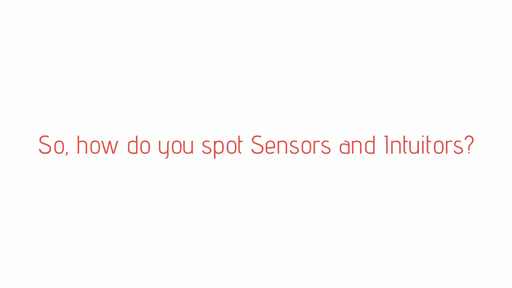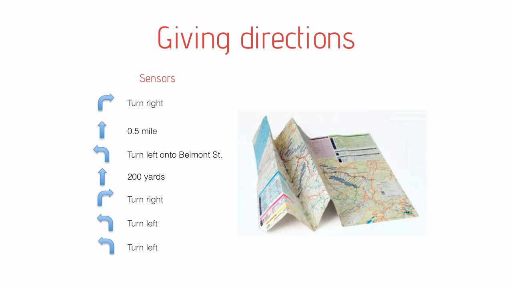In the last section, we looked at the definitions of sensing versus intuitive, and in this section we'll explore how to spot one. How do we spot sensors and intuitors, and how do we get it right? Well, the best way to spot the difference between sensors and intuitors is to listen to the language they use. Just try asking for directions. So let's explore the differences in how a sensing type and an intuitive type do that.